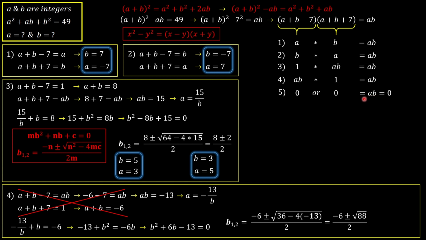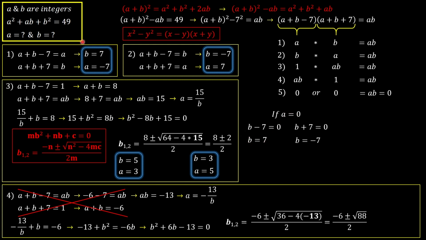So if ab equals 0, it means one of these brackets is 0, either this one or this one. So let's check. If a equals 0 here, then we will get that b minus 7 equals 0. Or if this term equals 0, then we will get b plus 7 equals 0. Then we will get, in this case, b equals 7, and in this case b equals minus 7. So let's check these answers.